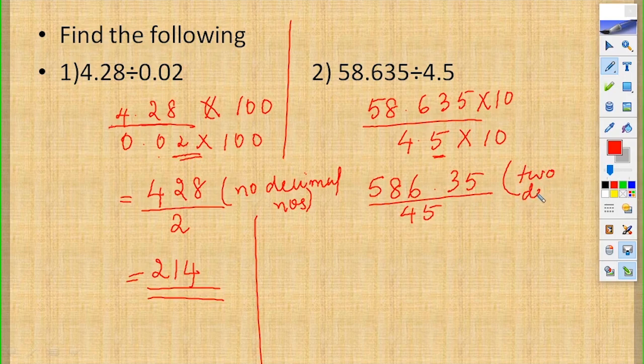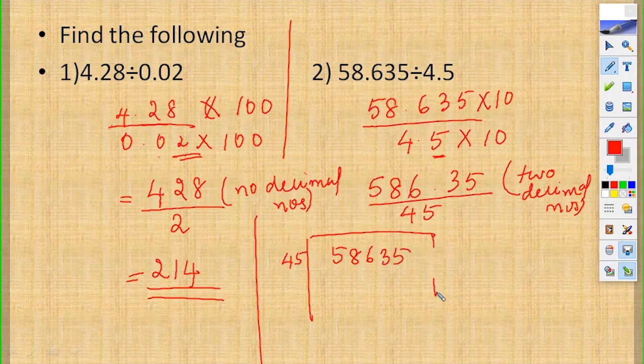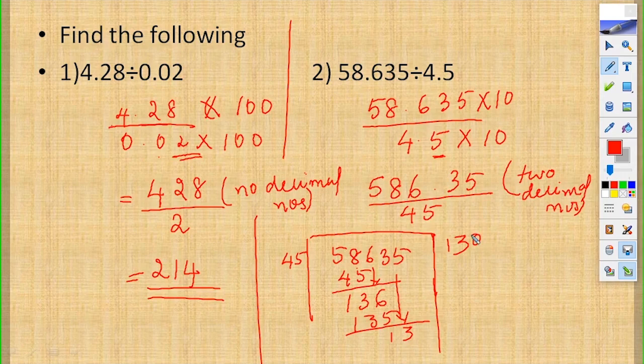It has 2 decimal places. After the decimal point, 2 digits are there. Okay, so now ignore it. Now we will do the normal division. I'll divide by 45. It goes 1 time. I'll get 45. Then I'll get the remainder 13. Take down the 6. 3 times 45 is 135. I will bring down the 3. It will not go. It's again 13, 3 times.